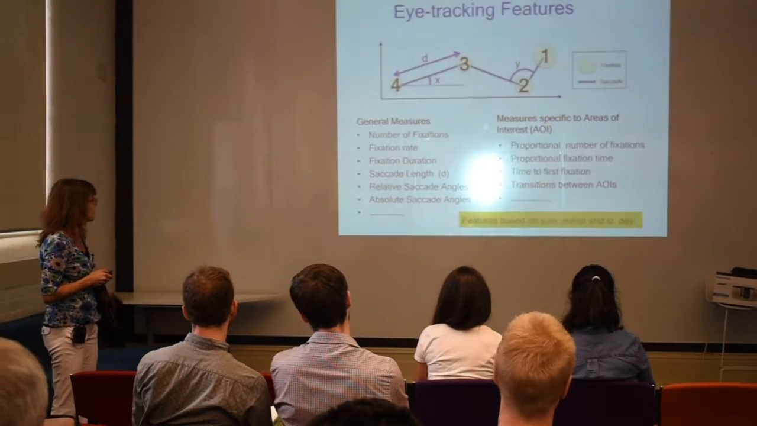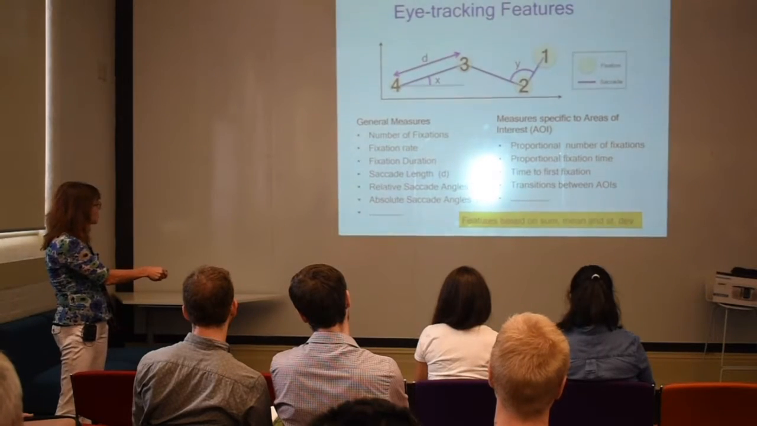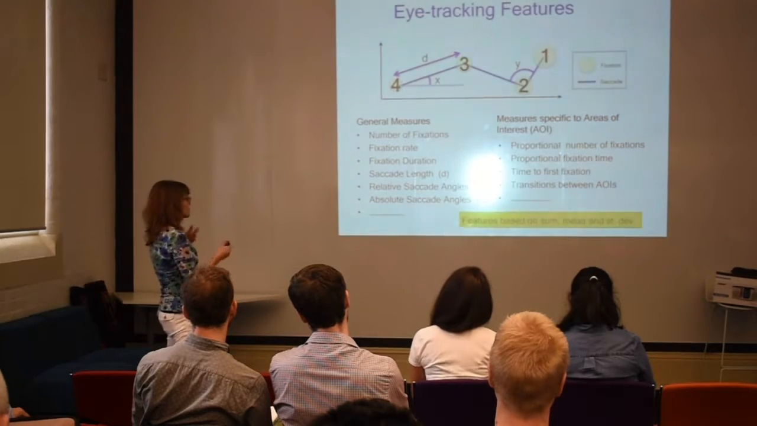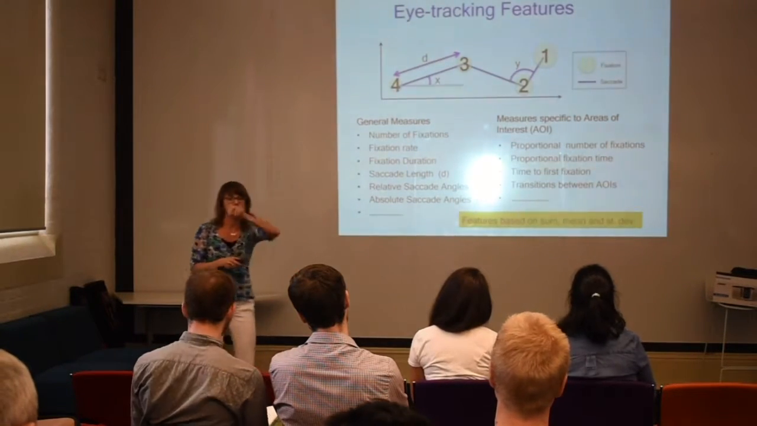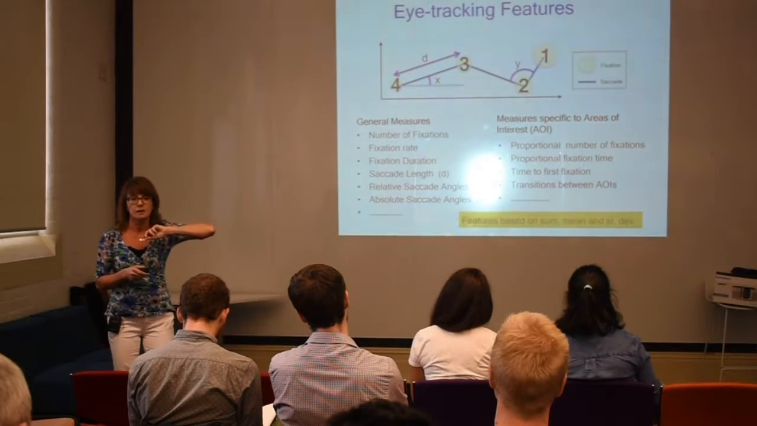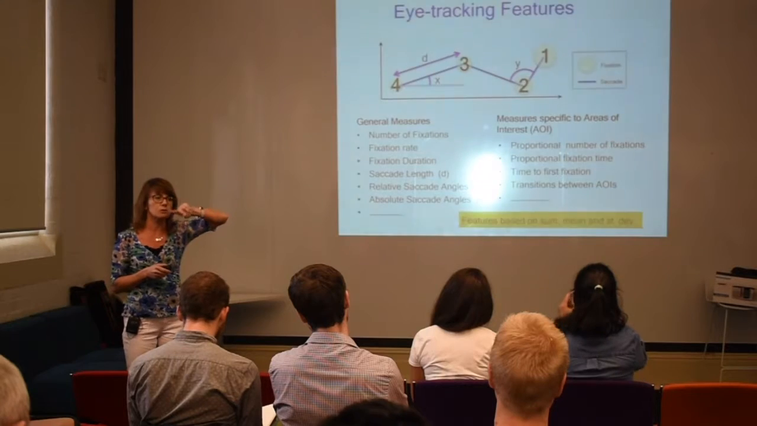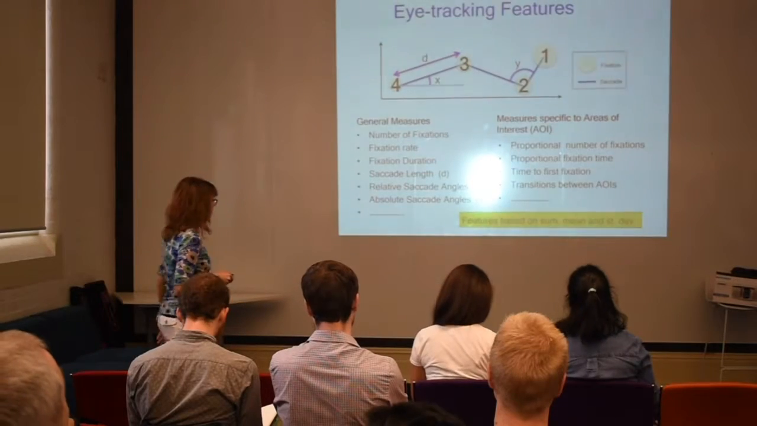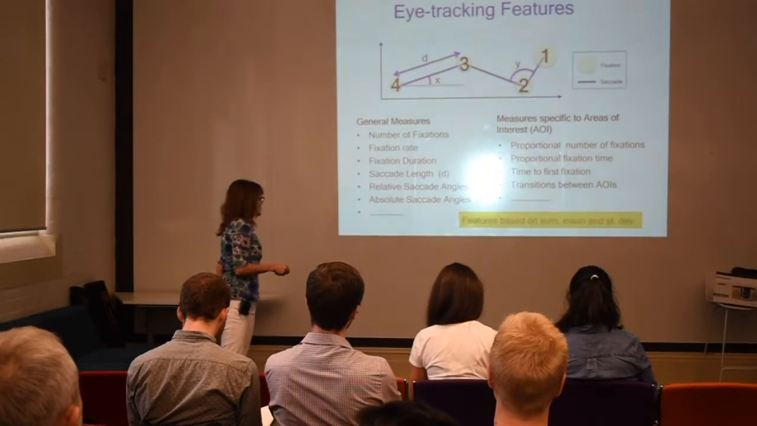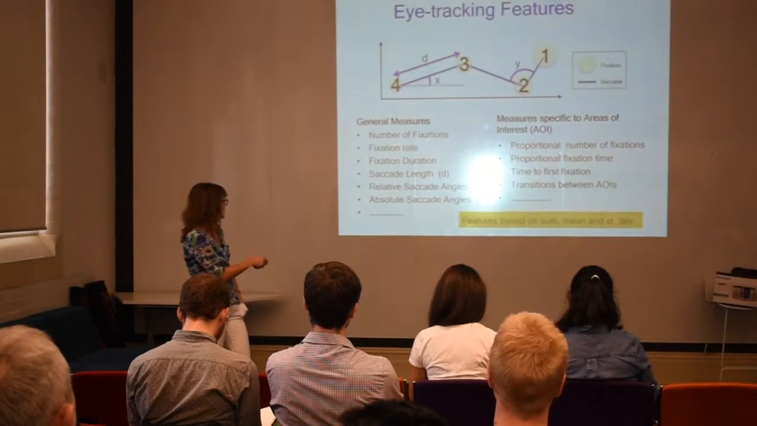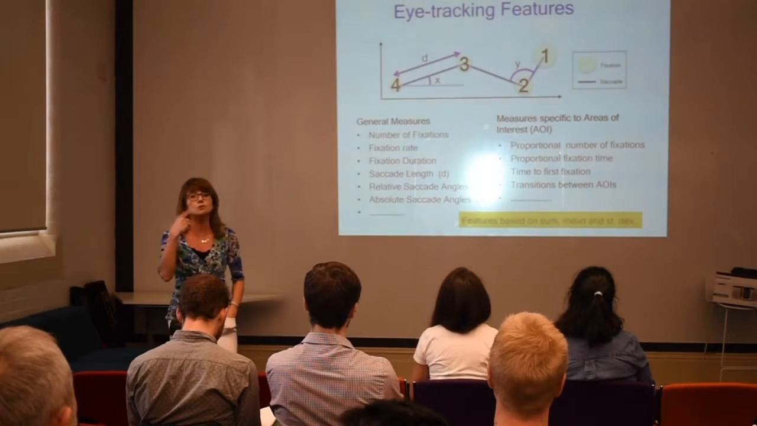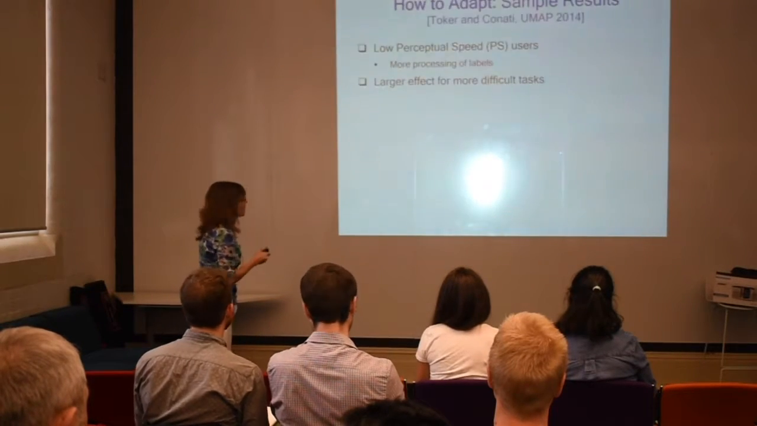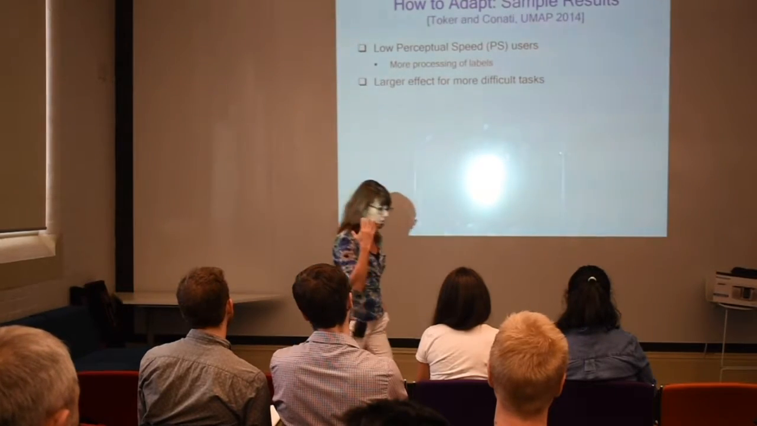And once you have these areas, you can get similar measures just related to the areas. So proportional number of fixations in each of the areas, proportional fixation time, and even things such as transitions between AOIs, okay? You can go very complex and do transitions across several AOIs. Here we kept it simple, and it's just transition between any two, okay? And we look at measures such as sum, mean, and standard deviation of this to characterize each user's attention to the screen, all right?